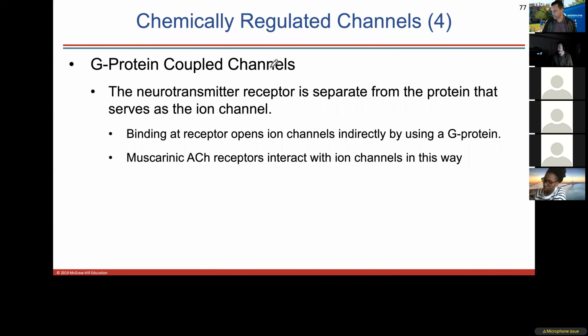Okay. So let's look at our G protein. G protein coupled receptors are interesting. These are going to be interesting because they basically interact with both nicotinic and muscarinic.